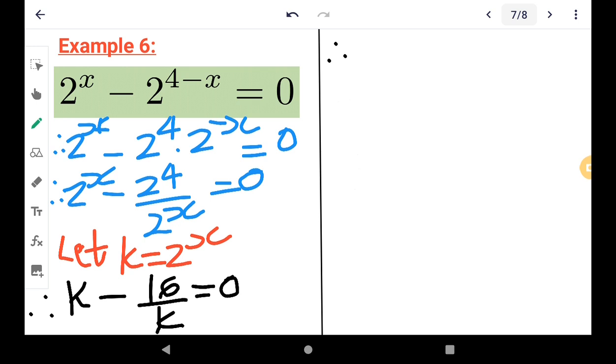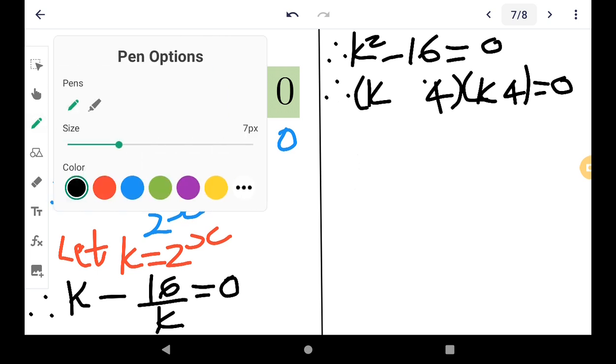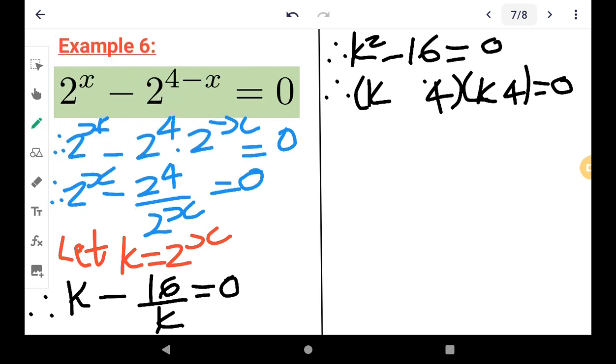Therefore, multiply throughout by k. That is k squared minus 16 equals 0. Now you've got a difference of 2 squares. Let's factorize that. We've got k and k, 4 and 4. One is plus and the other is minus.